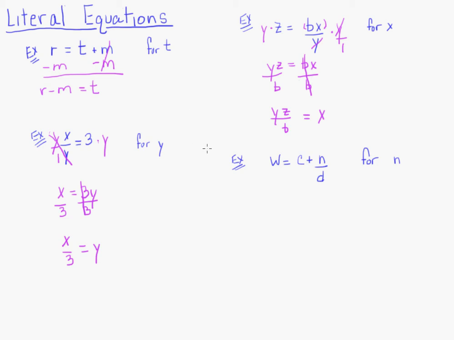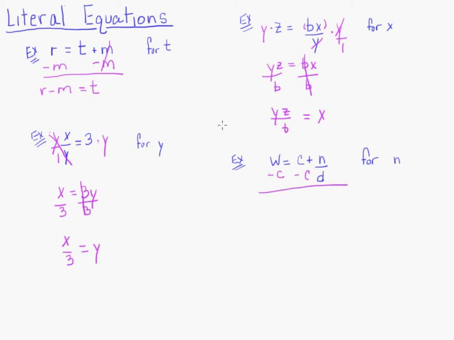So this last example I want to show you here. Now we want to solve for n. So it's at least a two-step equation, correct? This is just a two-step equation with four variables in place of the values. So we always do addition, subtraction moves first. So this c is a positive c being added to n over d. So I'm going to subtract a c from both sides.